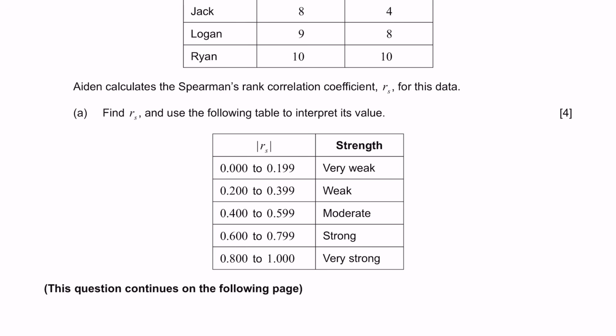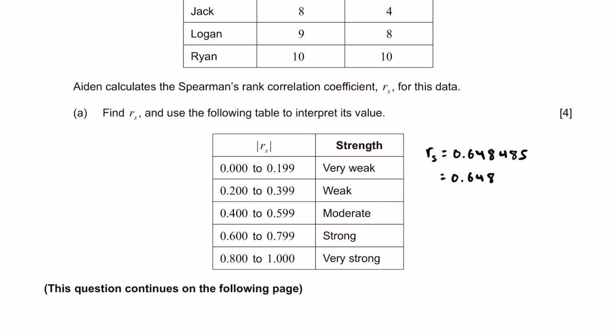Here we are. RS is equal to 0.648485. To 3 significant figures, this would be 0.648. Okay. Let's remember there's a second part of this question wrapped up with this. Use the following table to interpret its value. So 0.648 is between 0.6 and 0.799. So it would be a strong relationship.